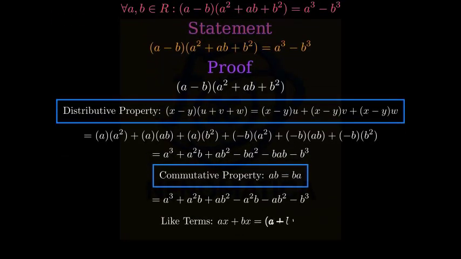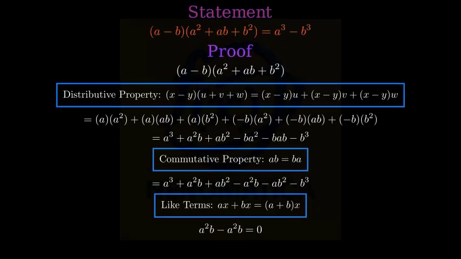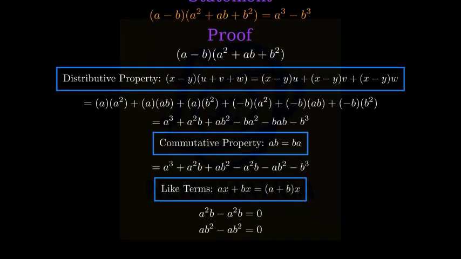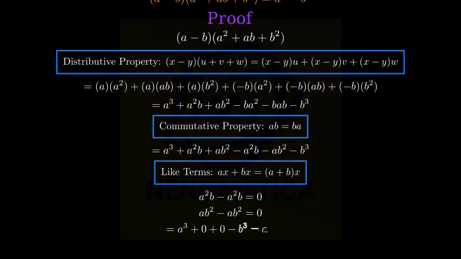Notice that we have a squared b and negative a squared b. These terms cancel out. A squared b minus a squared b equals 0. Similarly, we have ab squared and negative ab squared. These also cancel out. ab squared minus ab squared equals 0. This gives us a cubed plus 0 minus b cubed, which simplifies to a cubed minus b cubed.